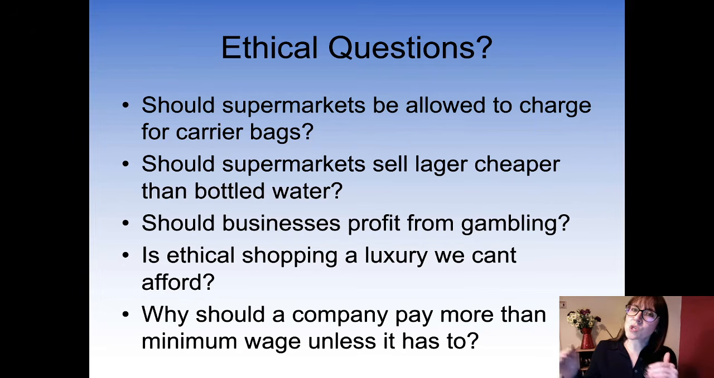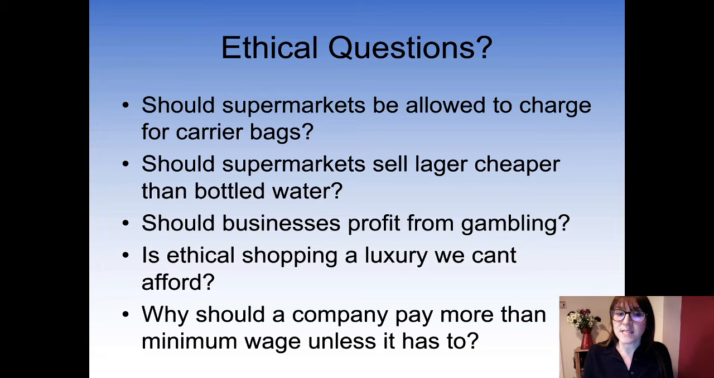It's quite an interesting question, really, because some companies do. Some companies pay more. Why? Why should they pay more? Is it just because it's ethical? Is it just because it's nice? Why do you think? Do you think companies should pay more than the basic minimum wage?